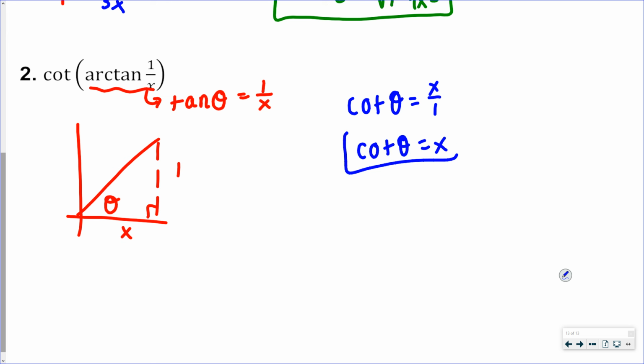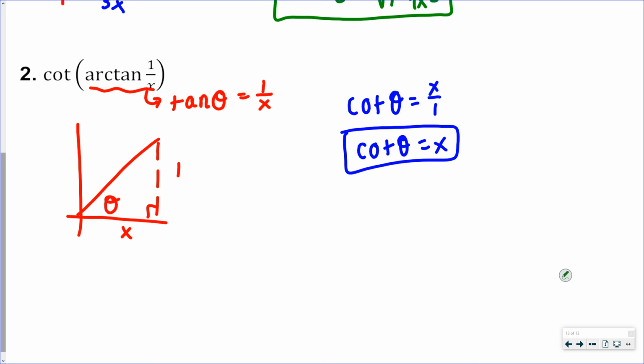You can find the hypotenuse if you want to. I went through and did the math. They should all be like that. You can, but you won't end up using the hypotenuse. Okay, so that's our inverse for that one.